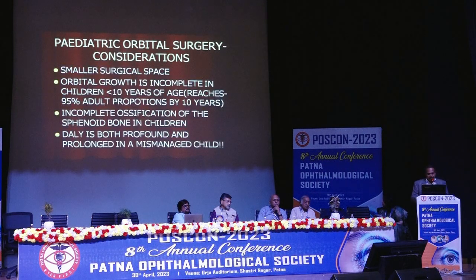Now, pediatric orbital surgery is another subset which is quite challenging to the orbital surgeon. One needs to remember that the surgical space in children is smaller. Orbital growth is incomplete in children less than 10 years of age, and it reaches adult proportions only after 10 years of age. And incomplete ossification of the sphenoid bone in children especially has to be kept in mind, and we're going to see that with a clinical example. Disability-associated life years is again very profound and prolonged in a mismanaged child. So one needs to keep all this in mind while operating on children, especially with orbital pathology.